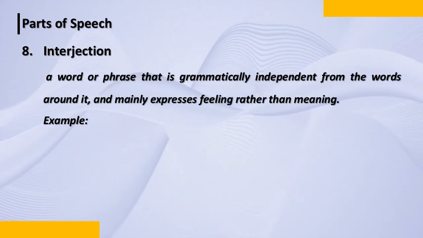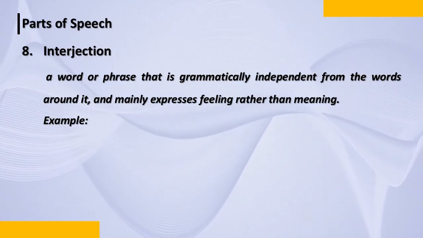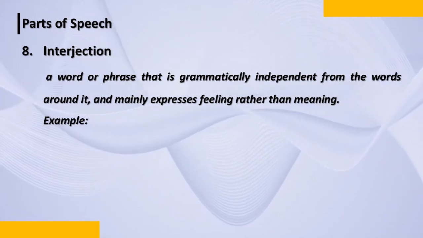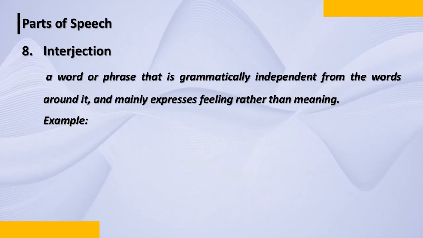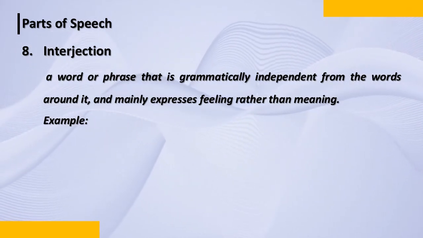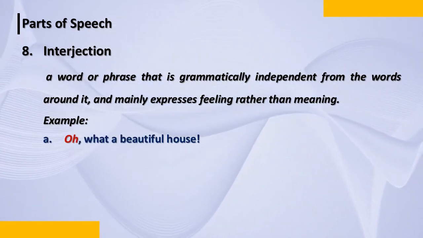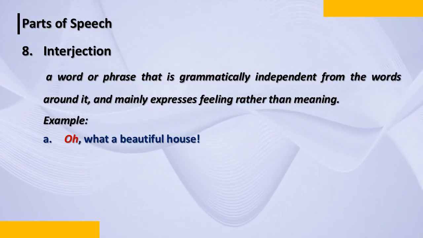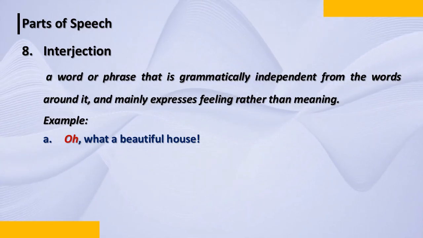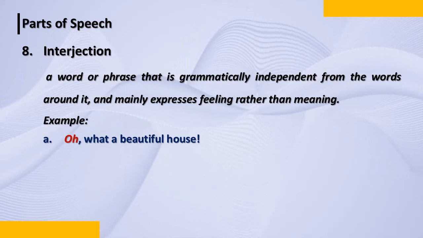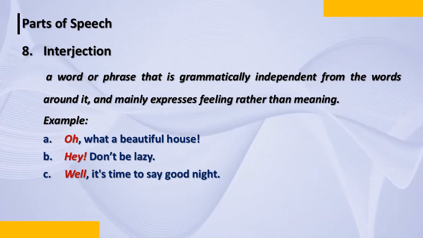Interjection. Interjection is a word or a phrase that is grammatically independent. It is not connected with the grammatical part, but it's completely independent from the words around it and mainly expresses feeling. It's more about the emotions and the feeling. Example, oh, what a beautiful house. You're describing the house and you're adding, oh, that means I have not seen it before. Expressing your feeling. Your feeling is from your heart. Hey, don't be lazy. Well, it's time to say good night.